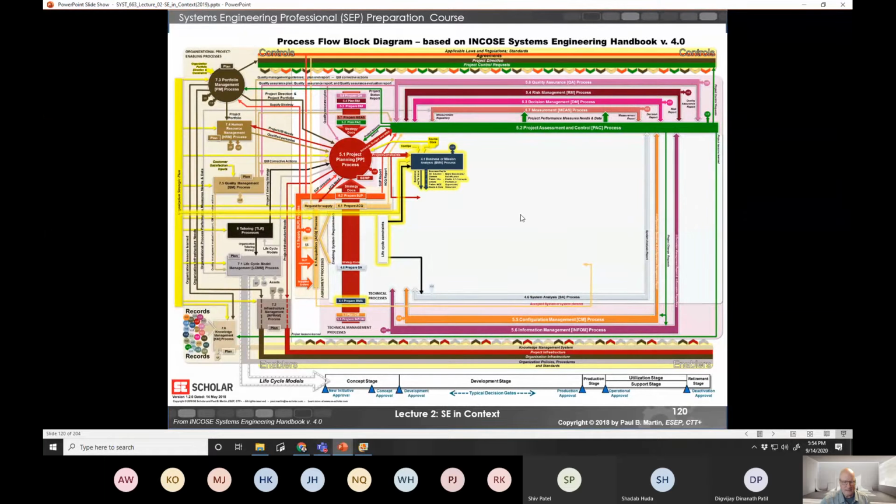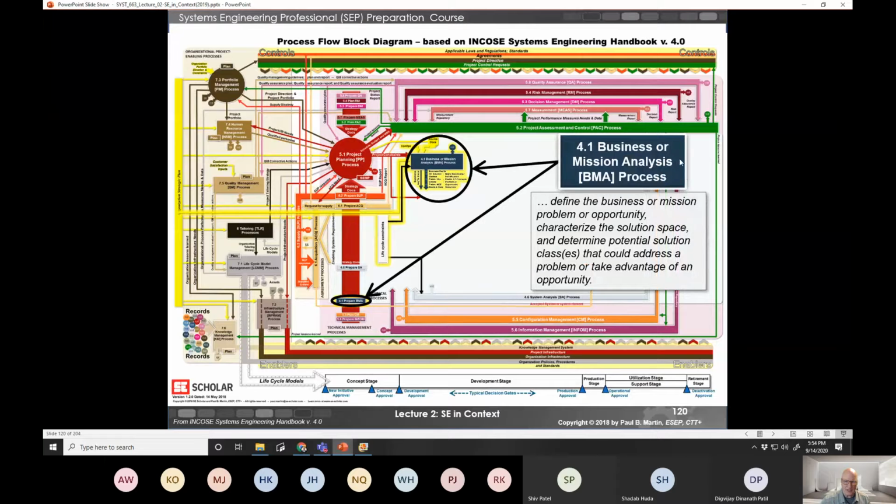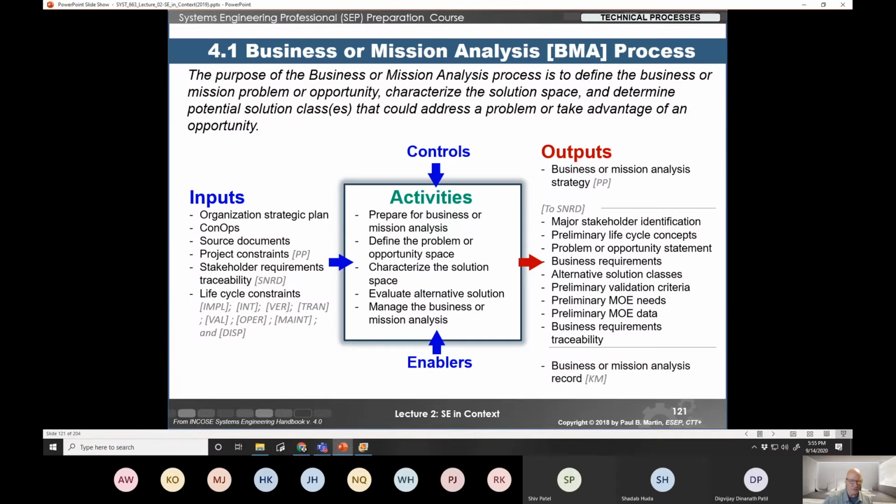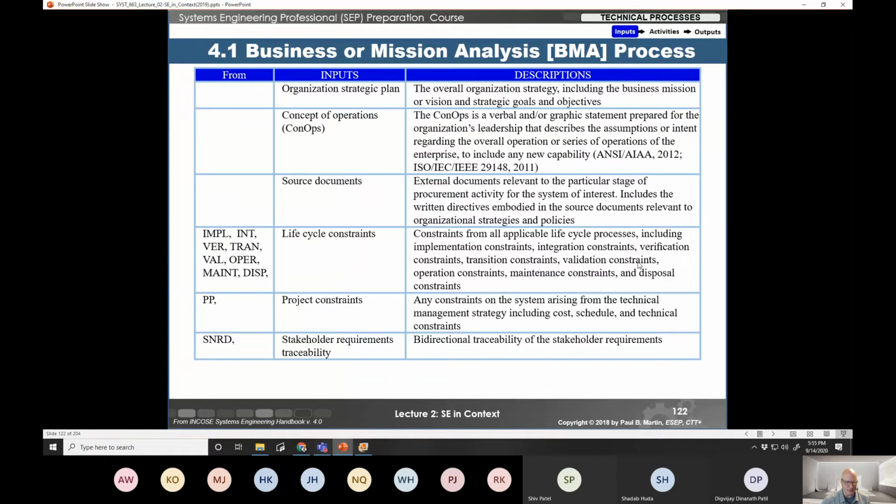Now let's get into the V. On the left side of the V, you actually have business mission analysis. That's where you look at the mission, look at the solution space, determine your solution classes, and then try to address that problem and take advantage of that opportunity. Taking into account your strategy, source documents, as well as lifecycle constraints, one of your main outputs is your problem opportunity statement and your business or mission requirements.